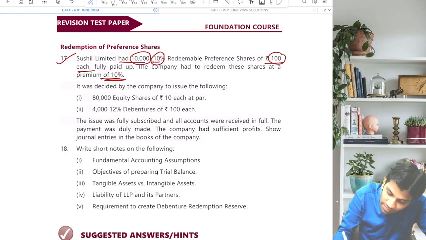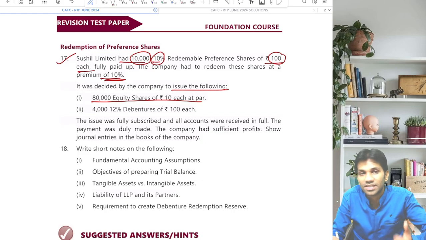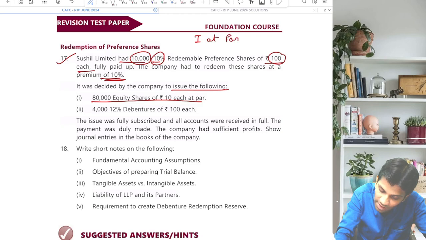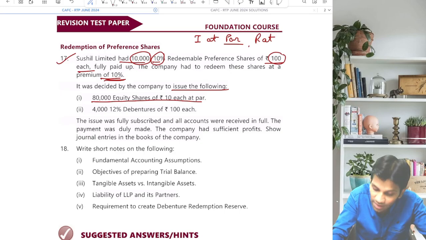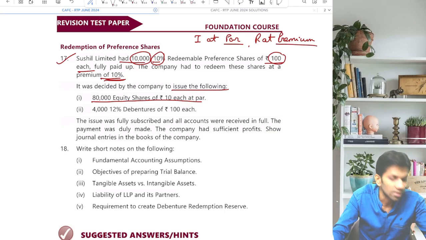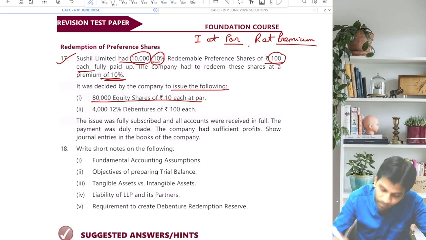Fine. It was decided by the company to issue 80,000 equity shares of 10 each at par. So the company is making a fresh issue of equity shares and that too at par. I would like to discuss one more thing with you. You have to decide two things. Equity shares are issued at par, and the preference shares are redeemed at premium. Please make a note of both things. Fresh issue is at par and the redemption is done at premium.